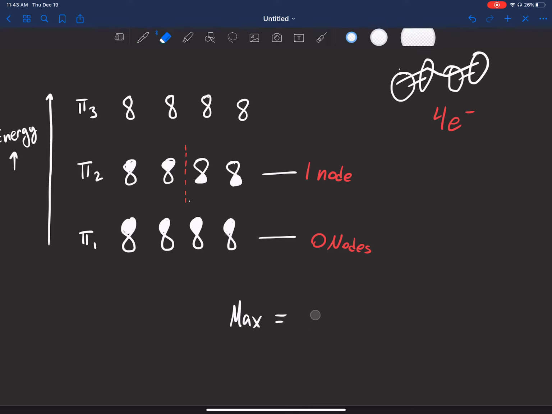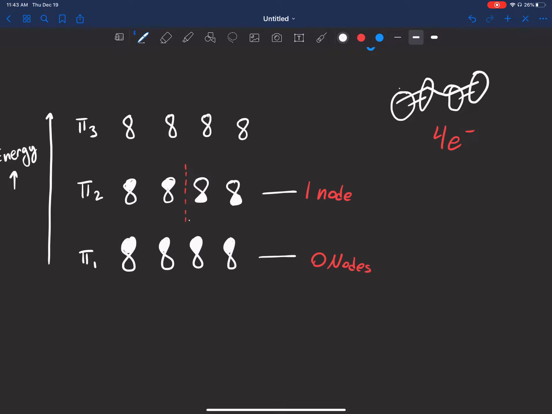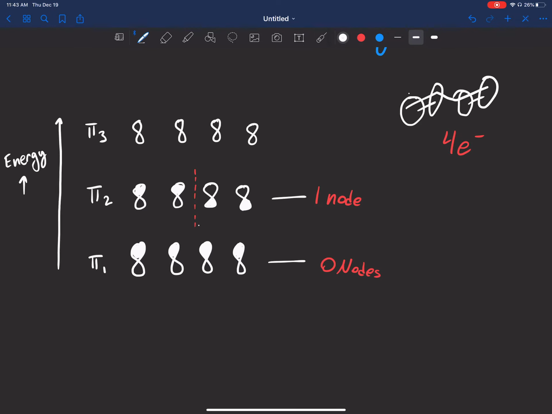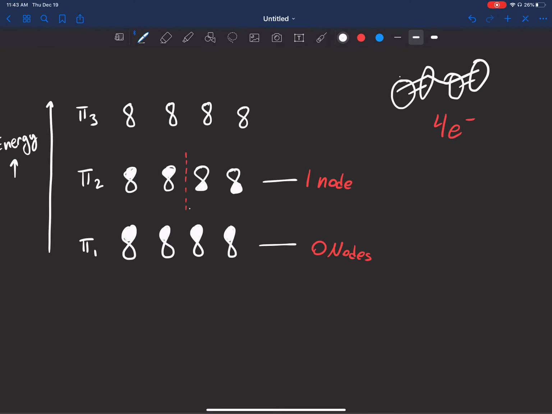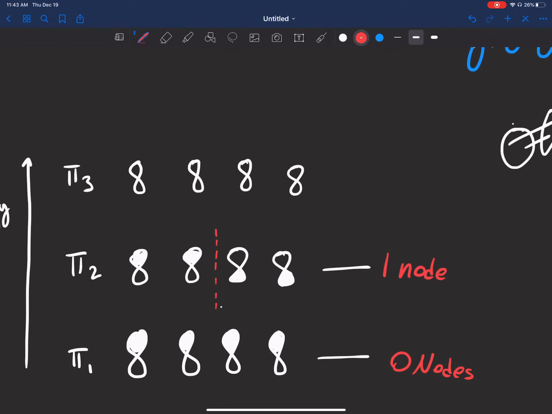Oh, sorry, not that. What we do to help you figure that out is we keep going until the number of nodes is 1 less than the maximum number of carbons, the maximum number of p orbitals. So we have 4 p orbitals. So we're going to go until we have a molecular orbital with 3 nodes. So we have 1 node. We're going to have to draw 2 now.